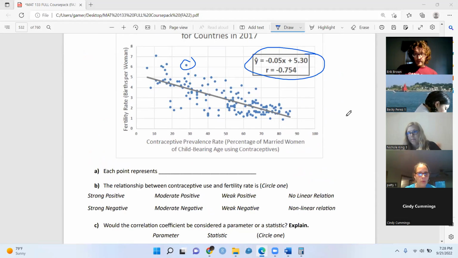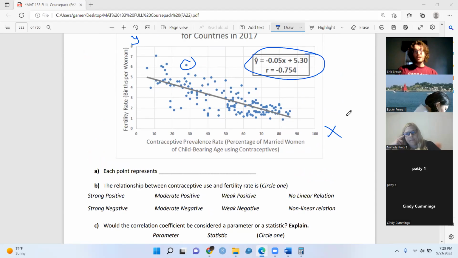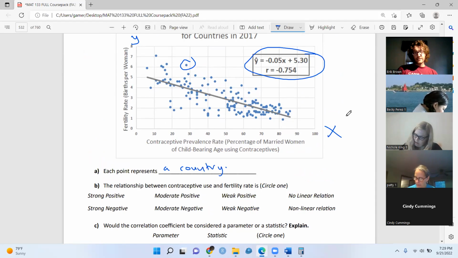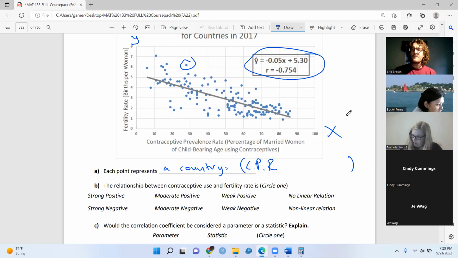If you haven't remembered, I sometimes take this for granted and I shouldn't. X is the horizontal axis, Y is the vertical axis. So each point is a country, and it's literally, let's do CPR, contraceptive rate. Isn't this such a weird thing that they've measured? I said fertility rate. Fertility rate is the Y value. So it's both of these things for a specific country.